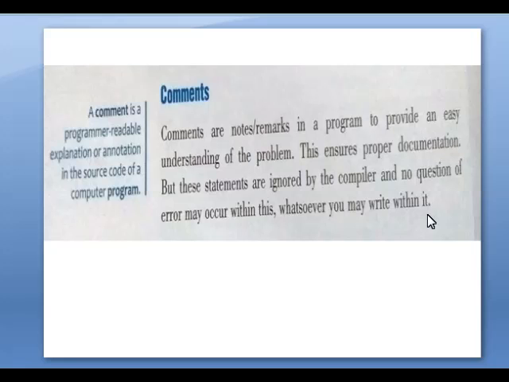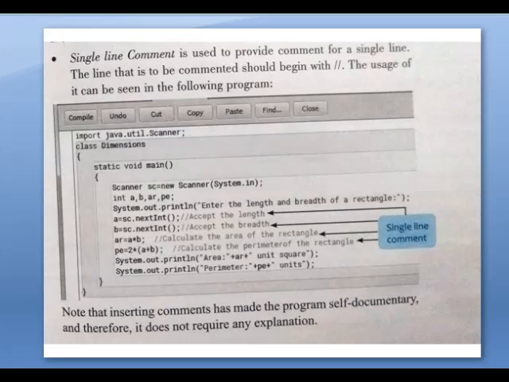For writing comments there are also some rules you have to follow. A comment is a programmer-readable explanation and annotation in the source code of a computer program. The first one is the single line comment. This is used to provide a comment in a single line. The line that is to be commented should be given after a double slash.